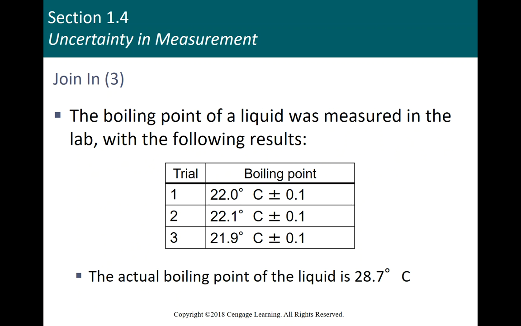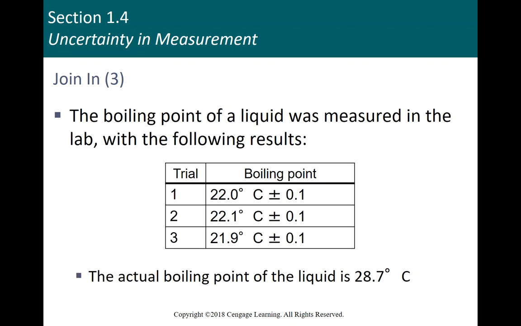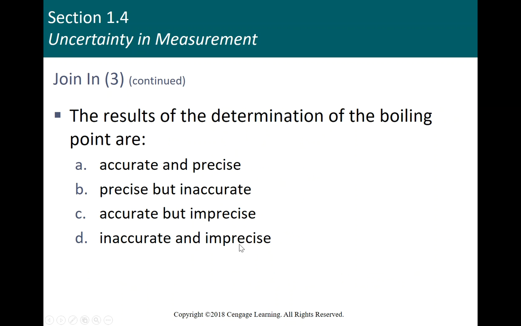Another example here. The boiling point of a liquid was measured in lab with the following results. So we measured it 3 different times. The actual boiling point is 28.7. The results of that determination were very close together, but they weren't anywhere close to that. So they were precise but not accurate. So good chemist, bad thermometer. So they're precise but inaccurate. So the answer choice would be B.